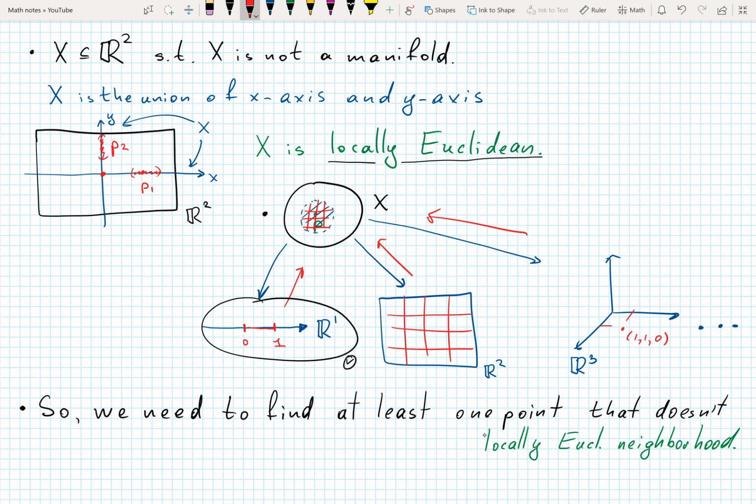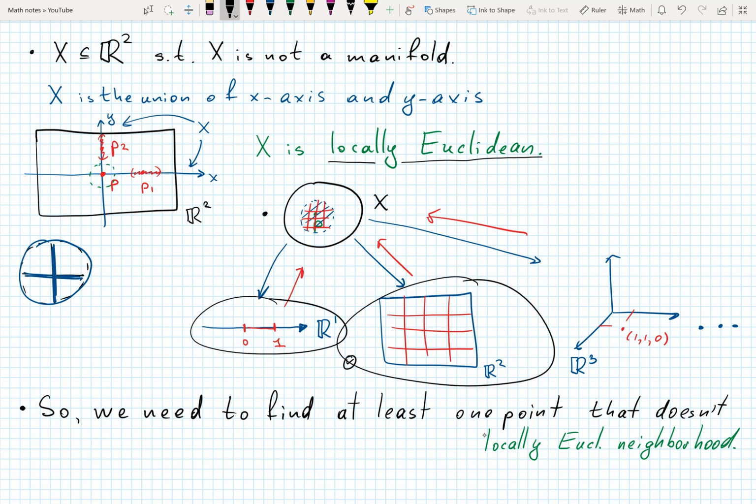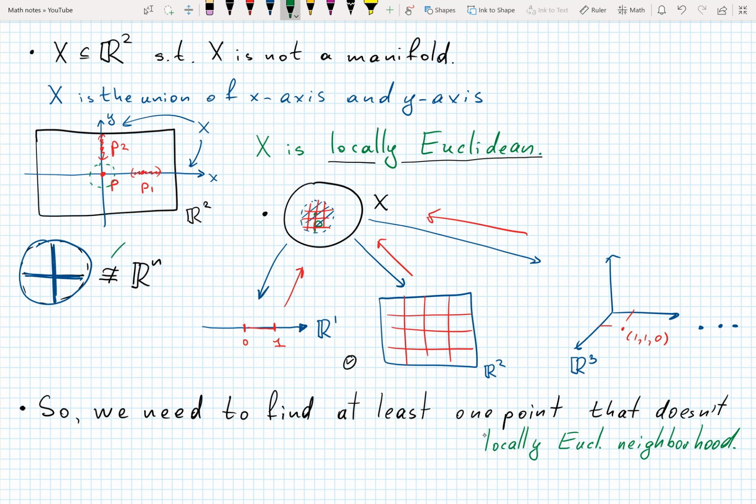But if I take this point P, which is exactly the origin, you can see that every time I take some neighborhood, like an open ball, and zoom in towards my origin, I'm going to have the following picture: it's always going to look like this intersection. And if I take this intersection of these two lines and compare it to any Rn, you can see that this intersection is not similar to any Rn. And being similar, I'm going to discuss in my next video, means just being homeomorphic.